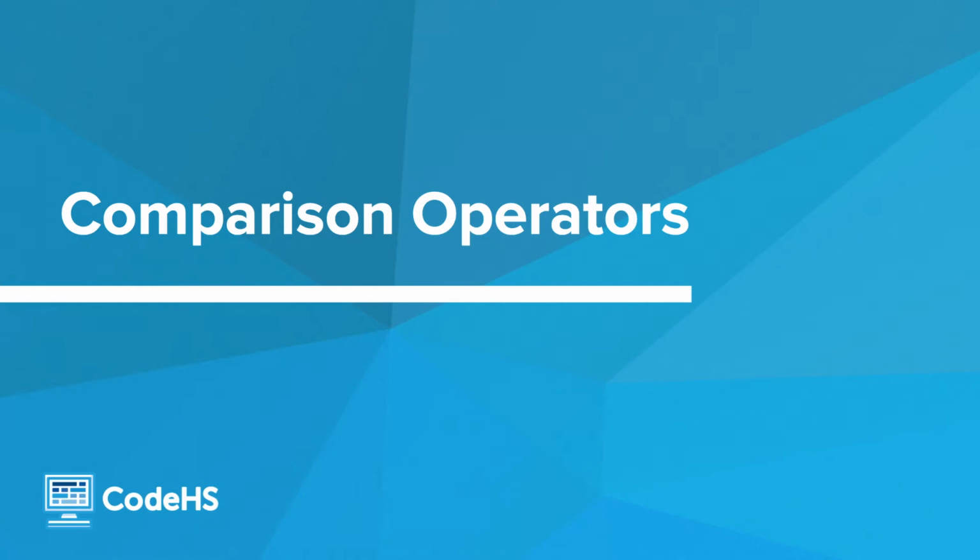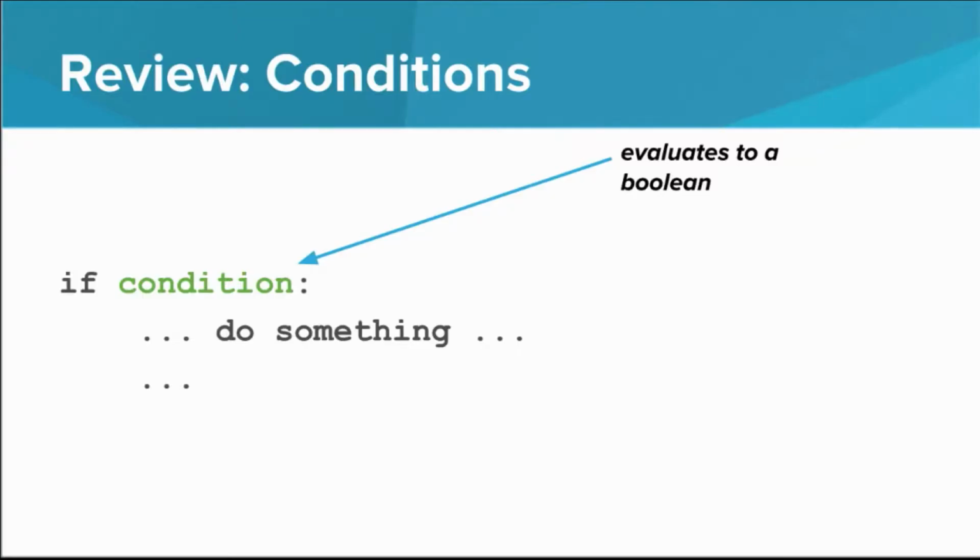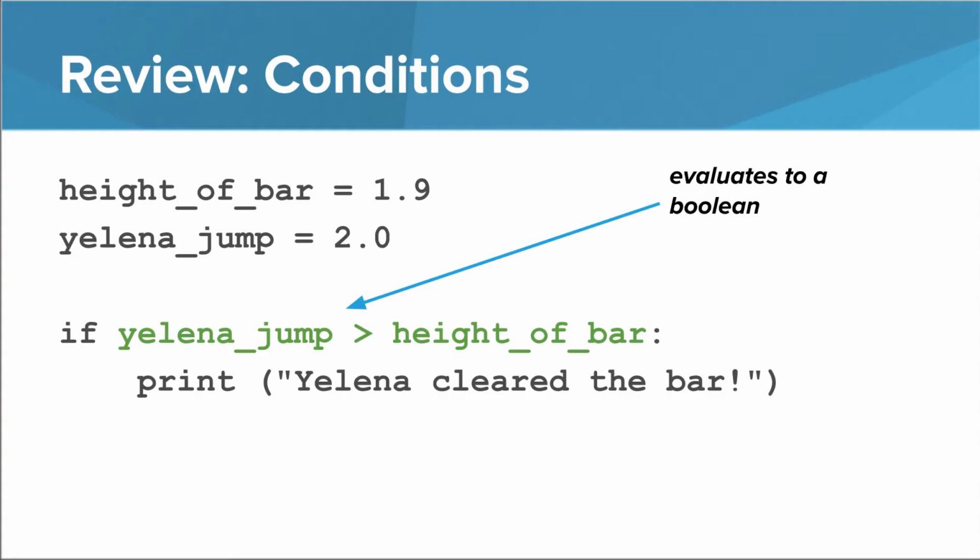Hi. In the next few videos, we're going to look at different types of Boolean expressions, or conditions, and how they can be used in if statements. In this video, you'll learn how to use comparison operators to compare two things. In the last lesson, you learned that this part of the if statement must be something that evaluates to a Boolean. Take a look at this example.